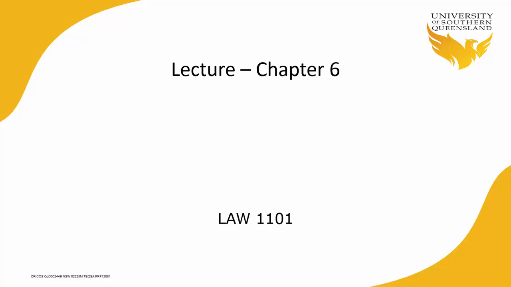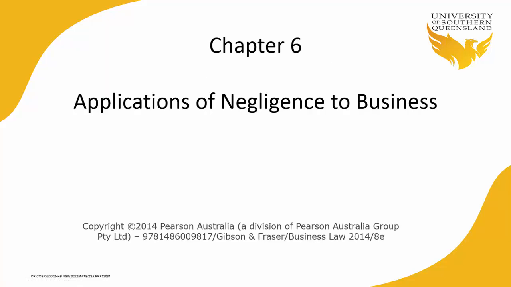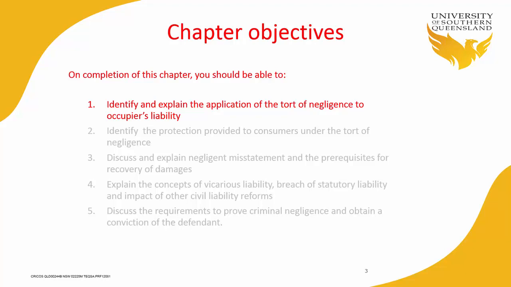This is in relation to the applications of negligence to business, and as usual we will go through the chapter using the chapter objectives that you can find on page 158. The first objective asks us to identify and explain the application of the tort of negligence to occupier's liability.